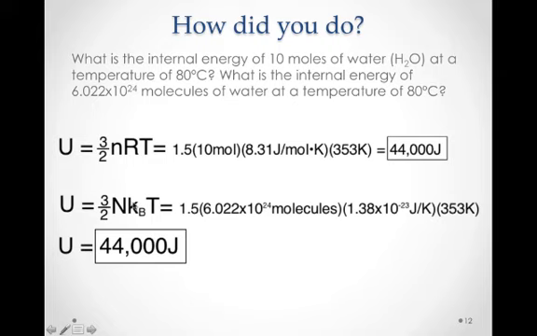Looking at it in a molecular way, it's really simply a plug-in problem as well. And plugging in 6.022 times 10 to the 24th molecules with Boltzmann's constant now, we get the same energy. So really 10 moles of water is equivalent to 6.022 times 10 to the 24th molecules. And since those two are equivalent, the energies are the same internally.